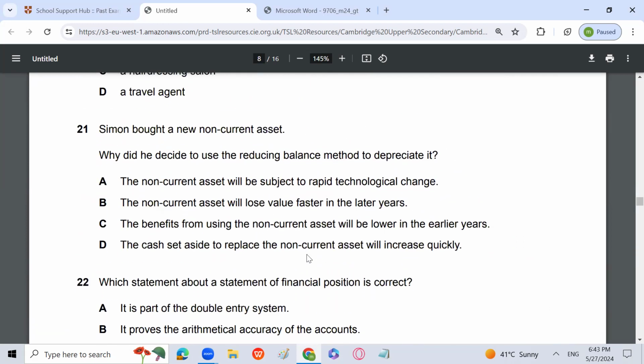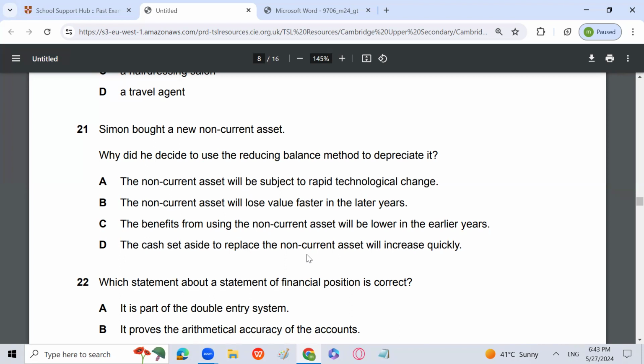Simon bought a new non-current asset. Why did he decide to use the reducing balance method to depreciate it? Because for those assets which reduce their value more in early years and less in later years, we will charge depreciation under the reducing balance method. Why? Because they are technological assets. They decrease their value more in early years and less in later years.